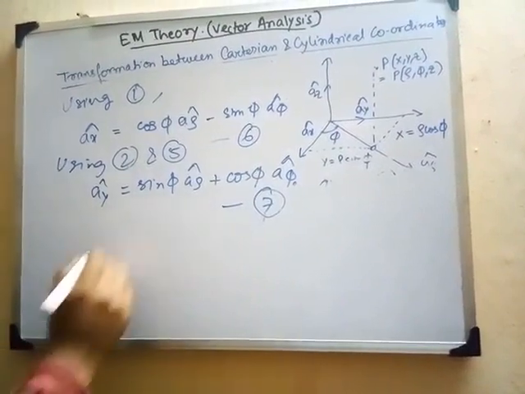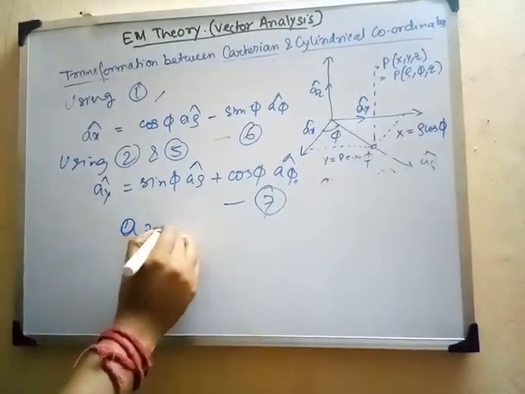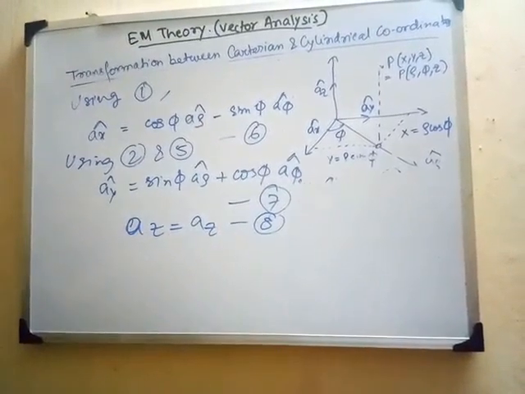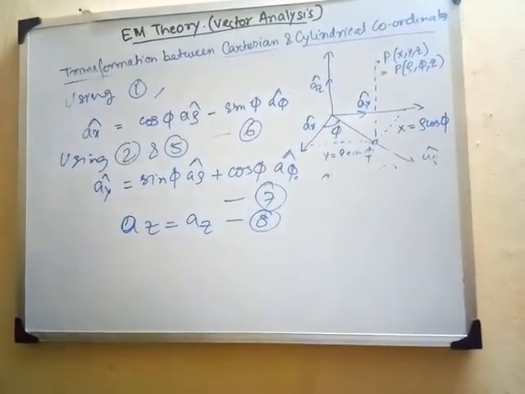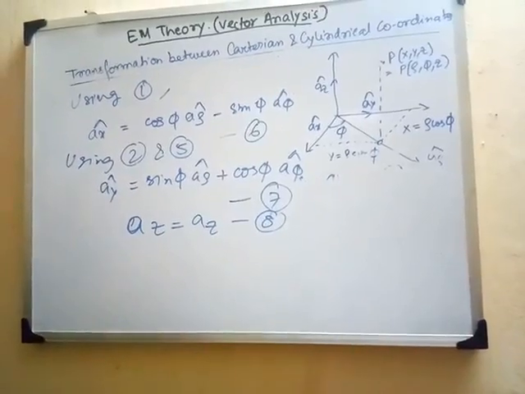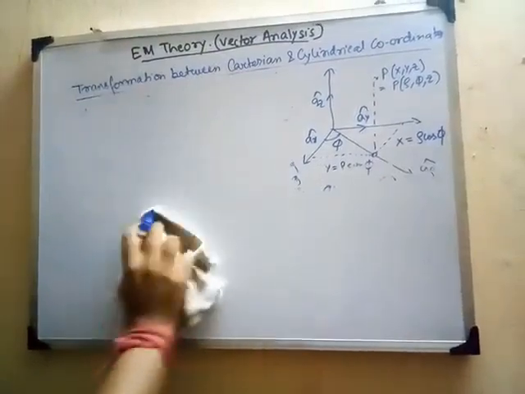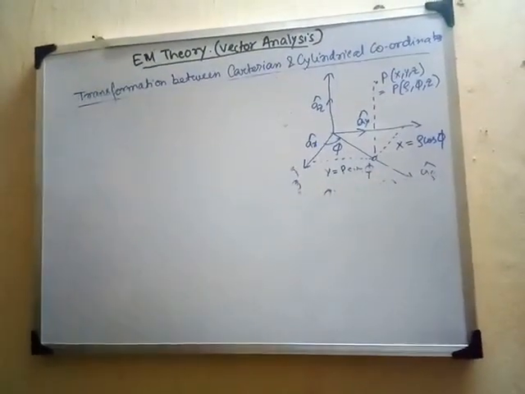Next we have Az equals Az, that is our equation number 8. So up to this it's okay. We have got 8 equations now. Now let us evaluate how these 8 equations will be used for transformation.